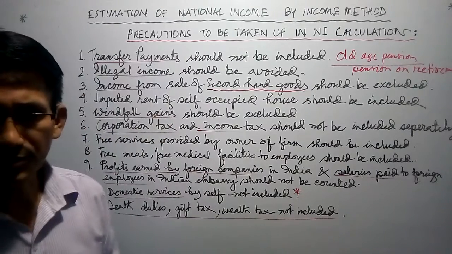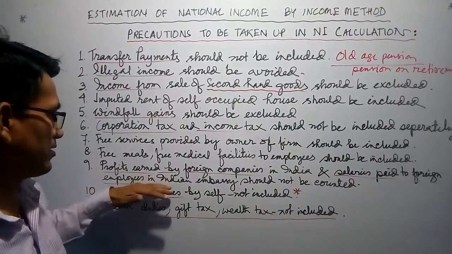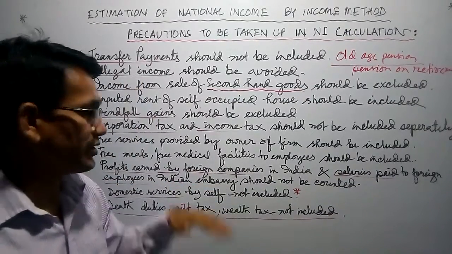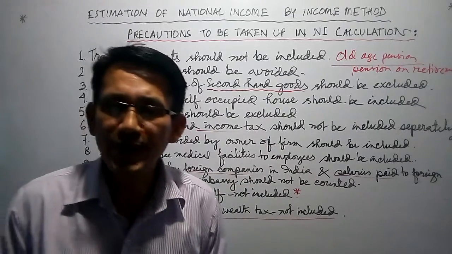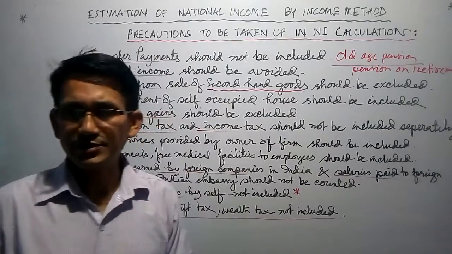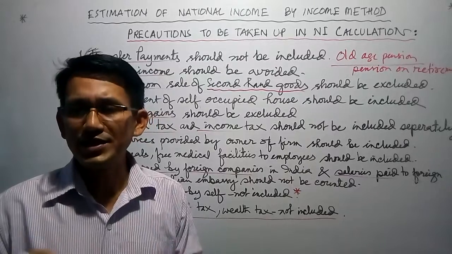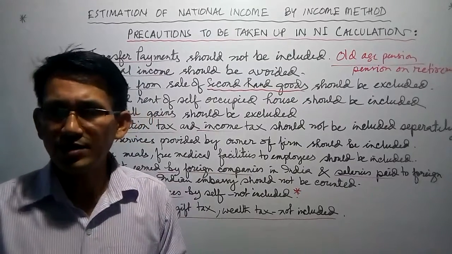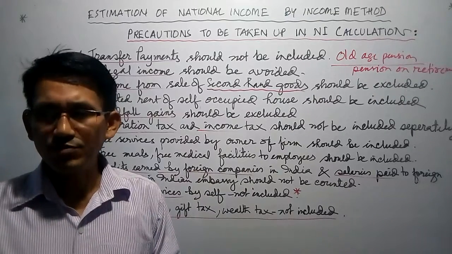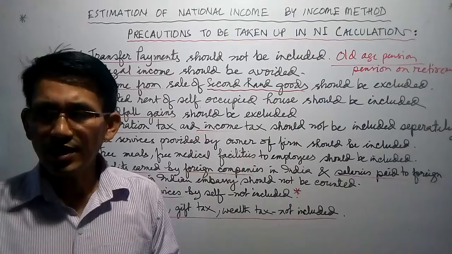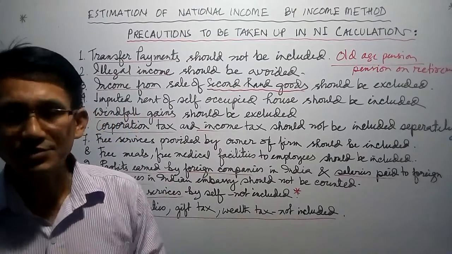Then we have another one: the salaries paid to foreign employees in Indian embassies in foreign countries. That should not be counted. Salaries paid to foreign employees, such as Americans working in the Indian embassy in the United States of America, or Japanese employees in the Indian embassy in Japan, are factor incomes earned by non-residents, payable abroad, not in India. So they are not included in the calculation of India's national income.